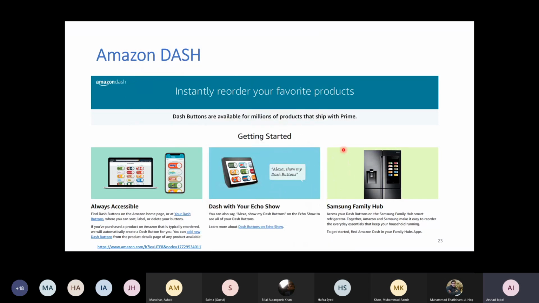And there is another Amazon Dash. Amazon actually provides some dashboard buttons which stick to the devices. For example, this Samsung refrigerator has some dashboards provided by Amazon. So if there is something empty in the refrigerator, just press the button and Amazon will be alerted with the demand of the user, and that product will be delivered to the user. There are dashboards related to each item you can see in this figure.